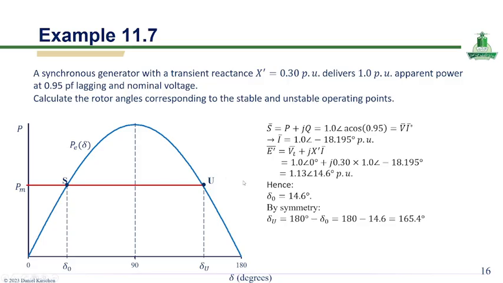Okay, so this angle corresponds to the stable operating point where the system can maintain synchronism under small disturbances. Due to the symmetry of the power angle curve, the unstable operating point is given by delta U equal to 180 minus delta zero, which is equal to 165.4 degrees. So this larger angle represents the unstable equilibrium where any disturbance will cause the generator to lose its stability.